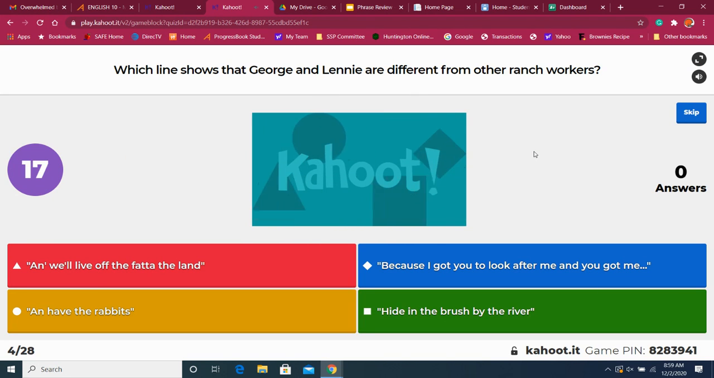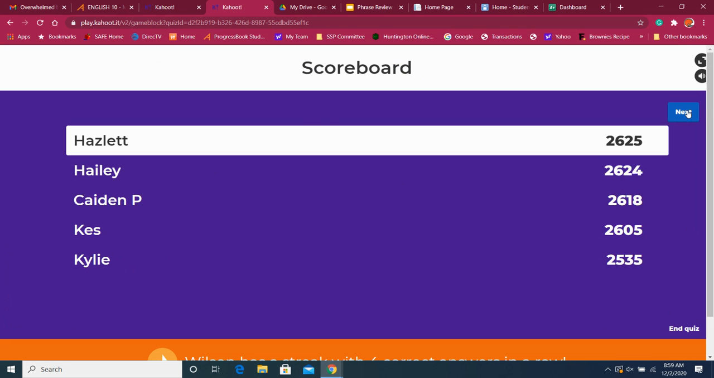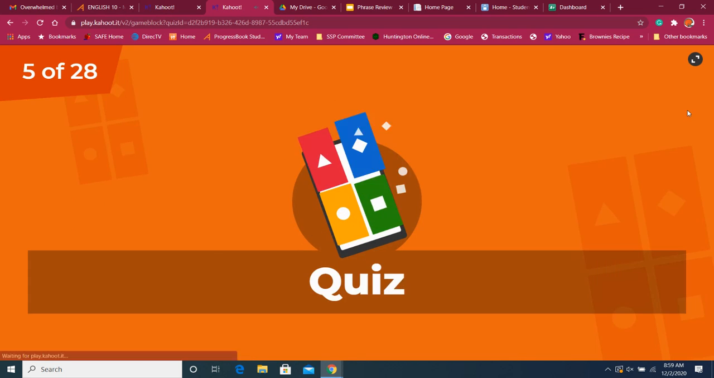"And will live off the fat of the land because I got you to look after me and you got me, and have the rabbits hide in the brush by the river." Which one of those says they're different than the other? Excellent. Yes, this idea that they have each other. They have companionship. No one else is showing that. Very good. All right. We got a lot of movement.